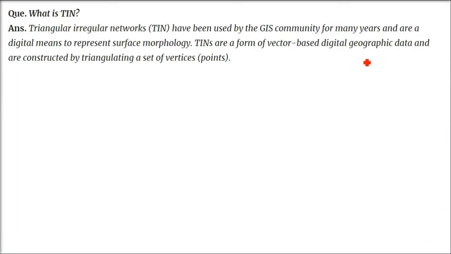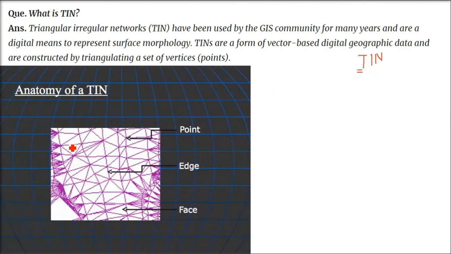TIN. What is TIN? TIN stands for Triangular Irregular Network. Triangular Irregular Networks are used to represent surface morphology. So in GIS, this is for surface morphology, and these are a form of vector-based digital geographic data, constructed by triangulating a set of vertices, points.